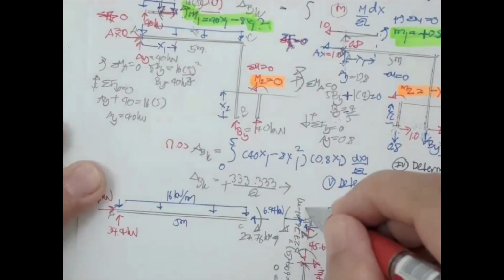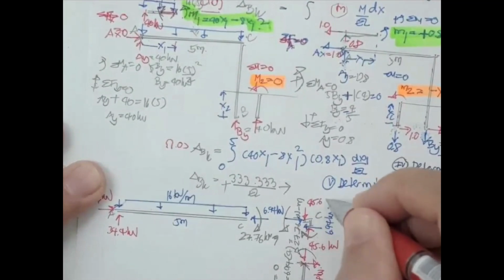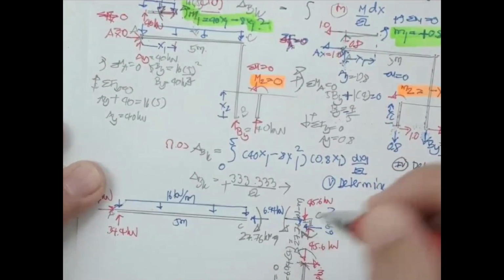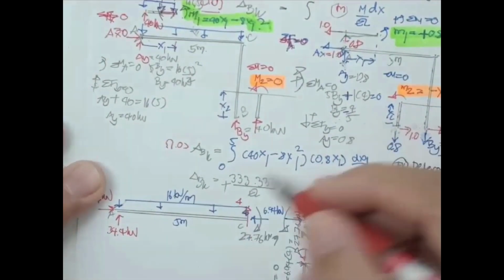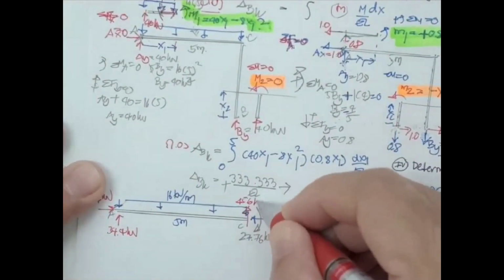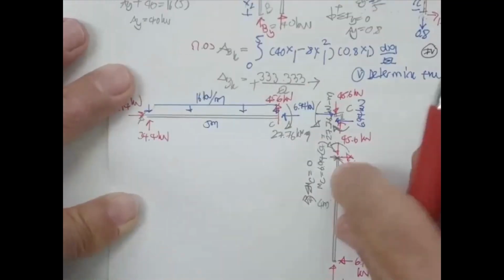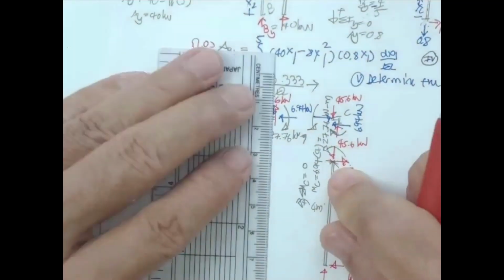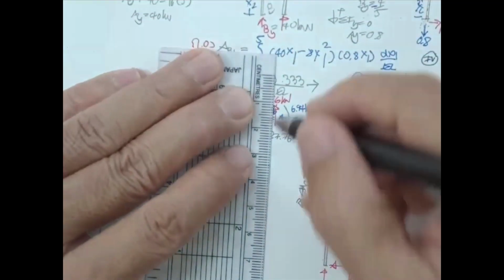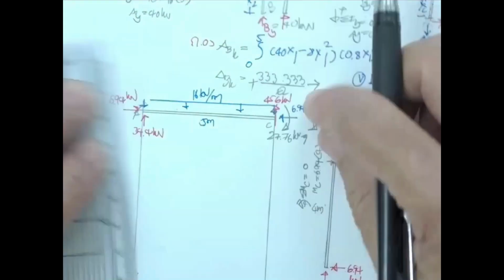And then 45.6 upward, this is going to be 45.6 kilonewton downward, and then you have this one to be 45.6 kilonewton. Now, you are ready to draw the shear diagram, moment diagram, and normal force diagram for the beam here.